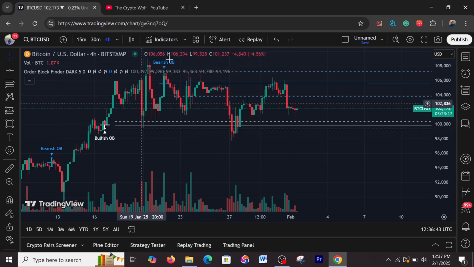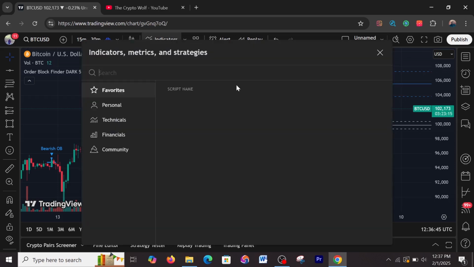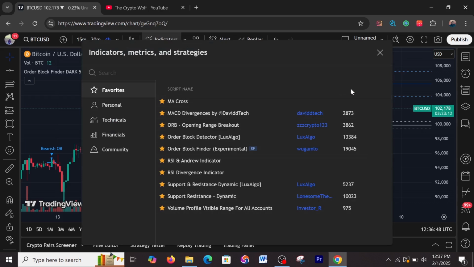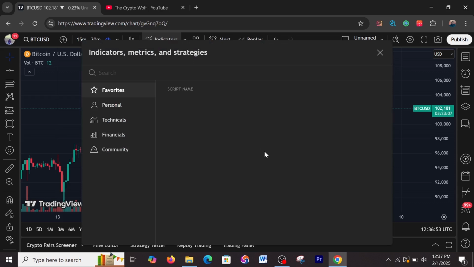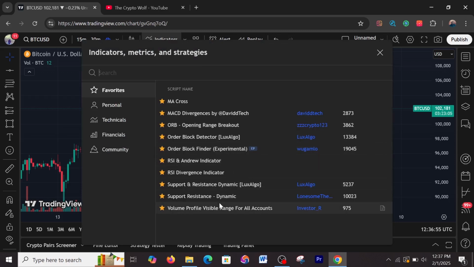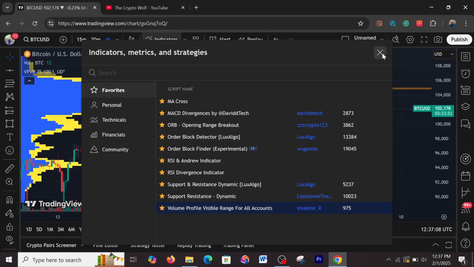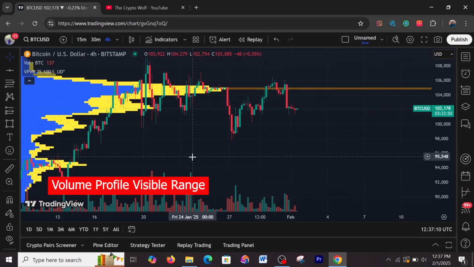The next indicator. These are powerful indicators, believe me. They really give me an edge in the market. I'm not supposed to reveal this, but come on, this is my community, so I'm trying to show you guys everything. So the next indicator is volume profile visible range, created by investor Arrow. What this indicator does is to show you the price where there was the highest volume. So at what price did people buy the highest volume?